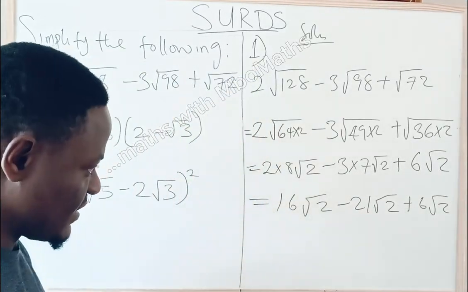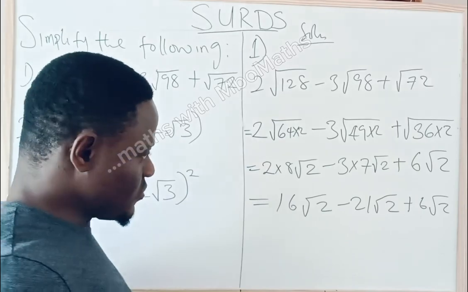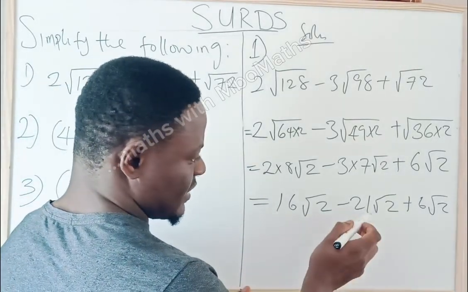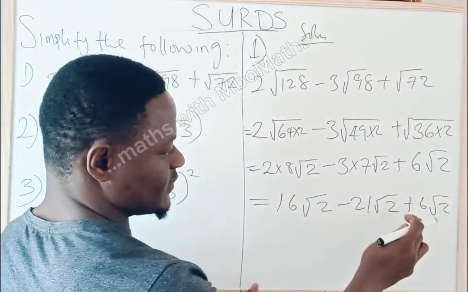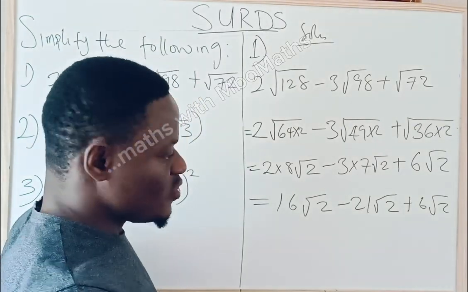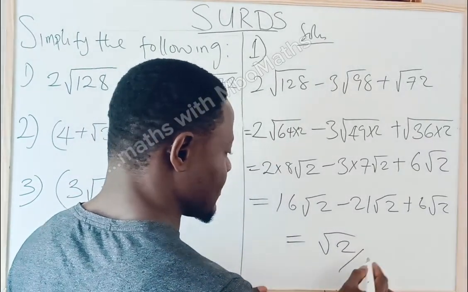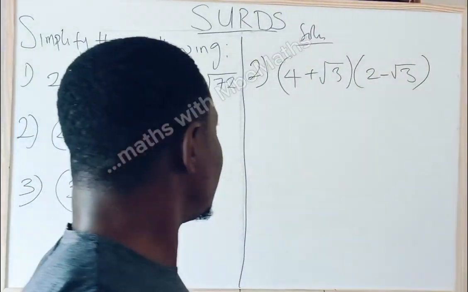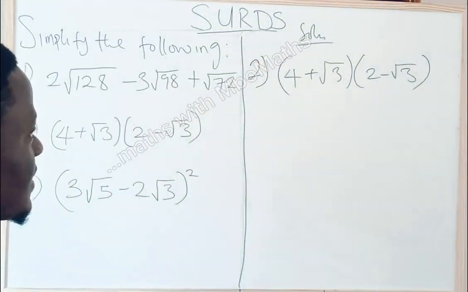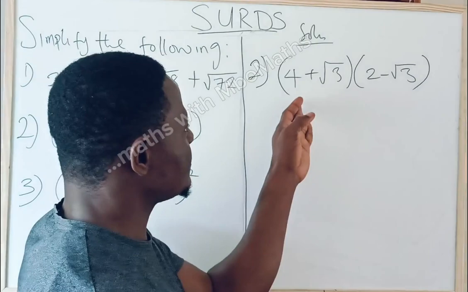These are like terms because all of them have root 2. 16 minus 21 will give you minus 5, and minus 5 plus 6 will give you 1. We have 1 root 2 left, which is written as root 2. So our answer is root 2.